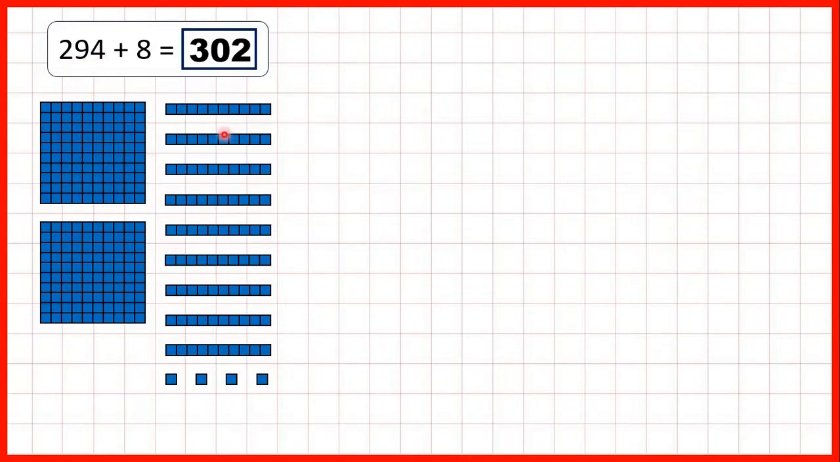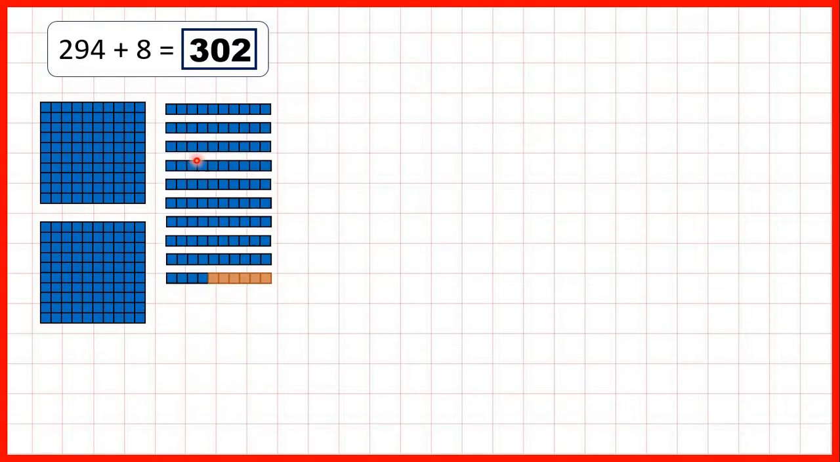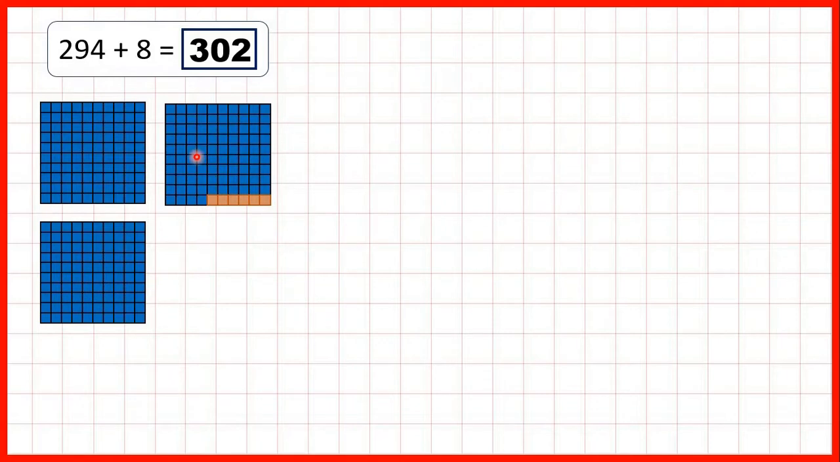And then 294, so there's 2 hundreds, 9 tens and 4 ones, and we need to add 8. If we first add 6, that takes us to 300. Because we've got 10 ones now, we exchange those for 1 ten, and doing that means we have 10 tens, so we exchange those for an extra 100. So 294 plus 6 is 300, but that's adding 6, and we want to add 8. So we need to add 2 more, so that we've added 8 altogether, and that gives us 302.